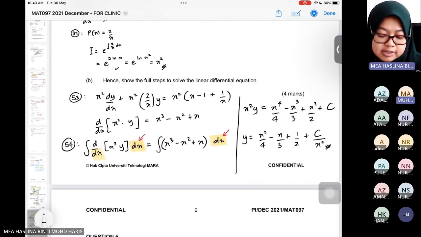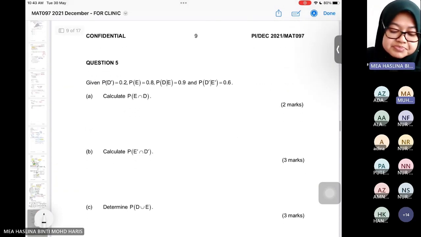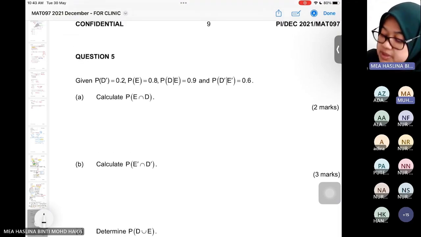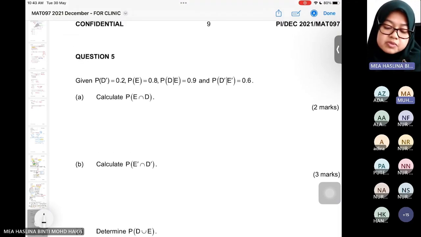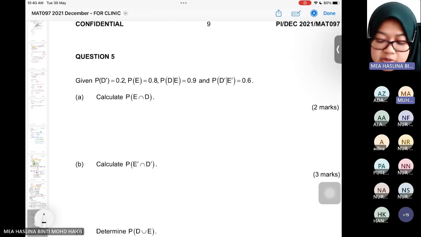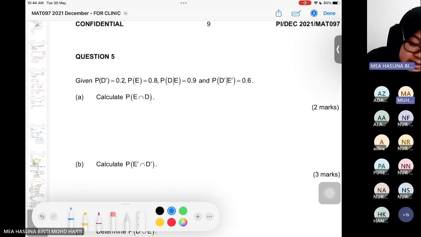Okay, thank you. Question number 5. Given probability of D prime equals 0.2, probability of E equals 0.8, probability of D given E equals 0.9, probability of D prime given E prime equals 0.6. Calculate the probability of E intersect D.